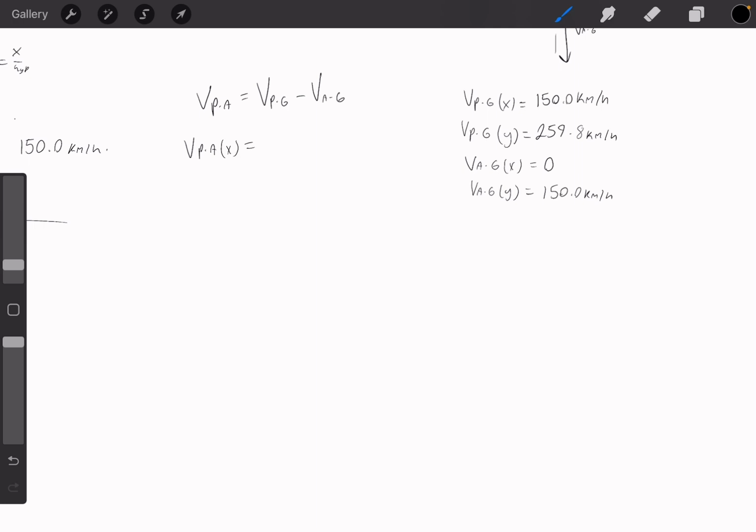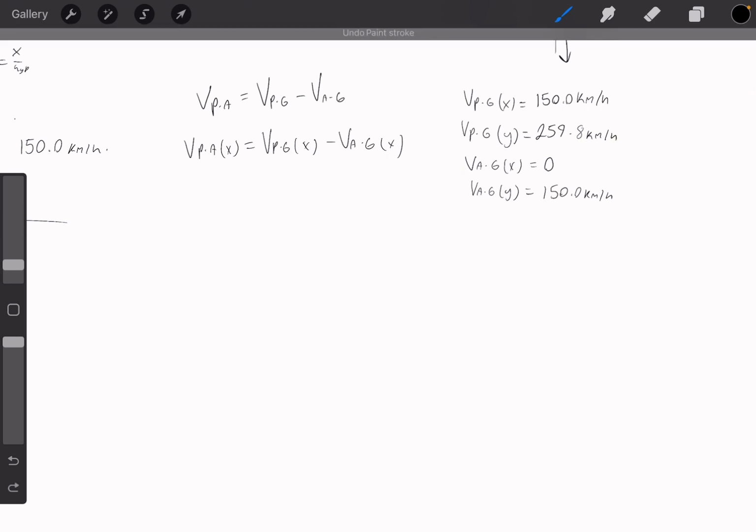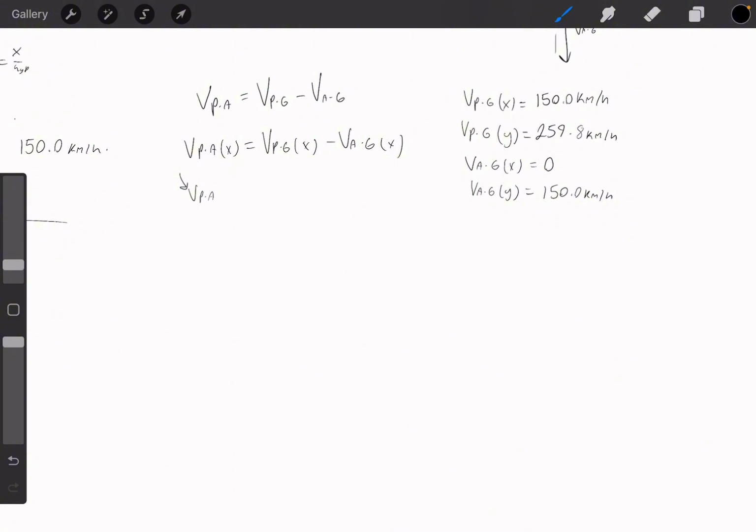We can also rewrite this as VPAX equals VPGX minus VAGX. Same thing for y. Let's begin and find that x value. So we're going to do VPAX equals 150.0 kilometers per hour minus 0, because that x here was 0 earlier, equals 150.0 kilometers an hour. Perfect.